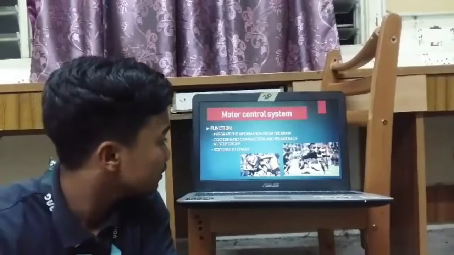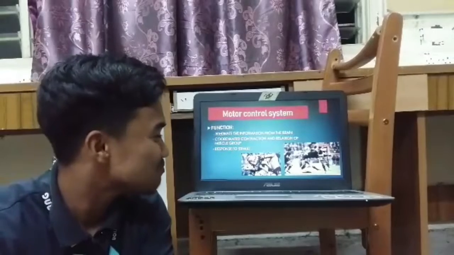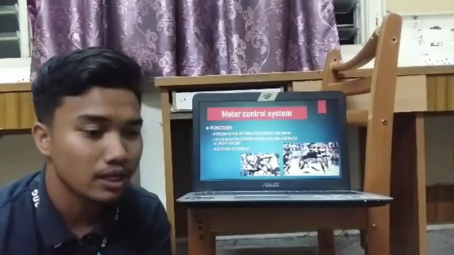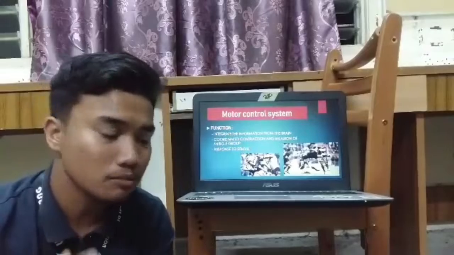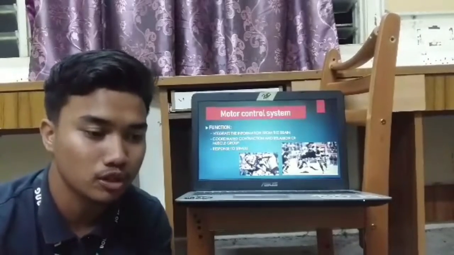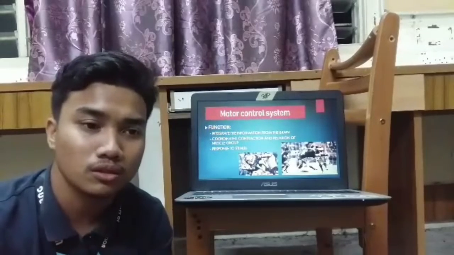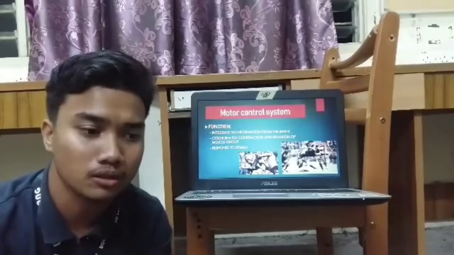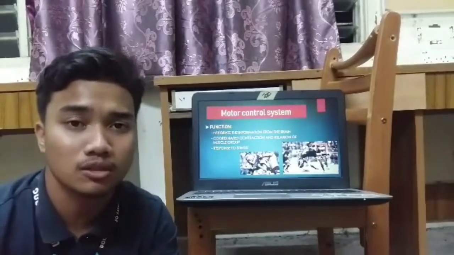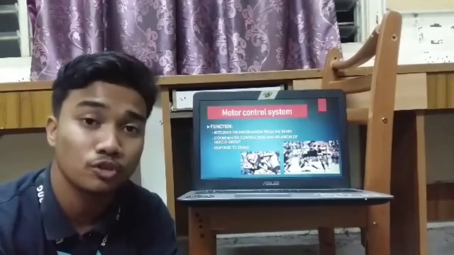Okay, secondly is coordinate contraction and relaxation of muscle groups. This is the same as the first point. The brain will process and the muscles will do their work. Our brain gives the info and the muscles or limbs will do their work. And lastly is respond to stimuli.